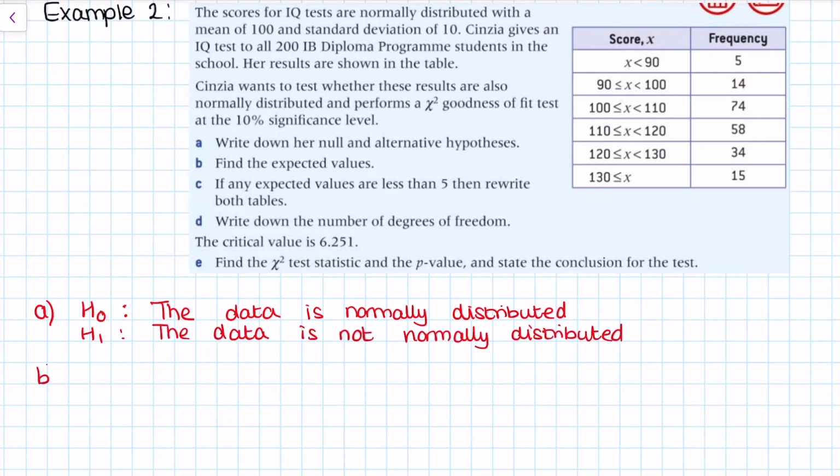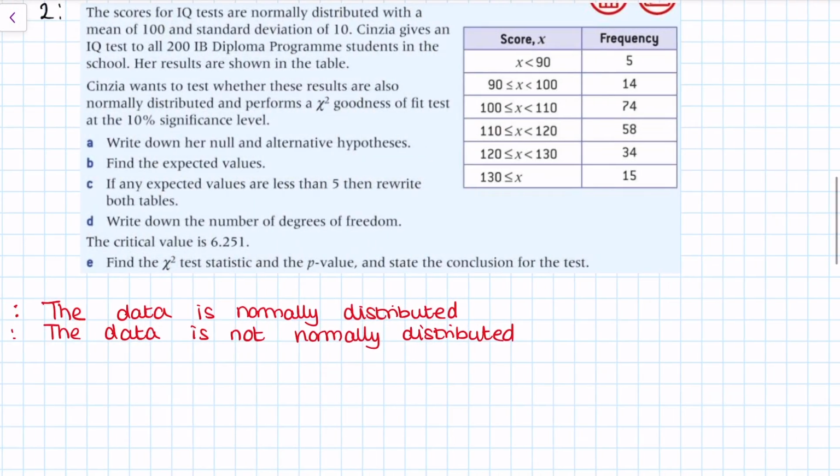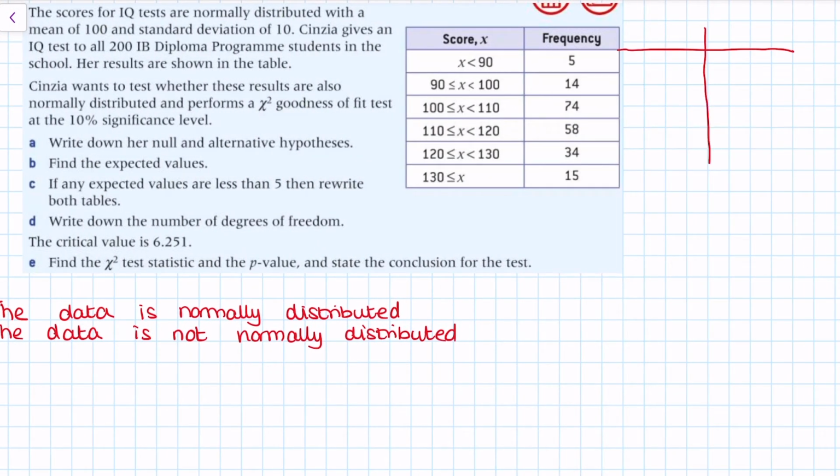Part B, find the expected values. So now we have to use the normal distribution feature on our calculator to work out our expected. What I'm going to do here is go to the table and add some columns to it. I'm going to add a probability column and an expected column. In our calculators you've got to do the normal CDF for each of these, and if you do that you will get the following probabilities. From there we multiply each of these by 200 as there's 200 students to find out what we would expect for each IQ score. And if you do that, you'll get these values.